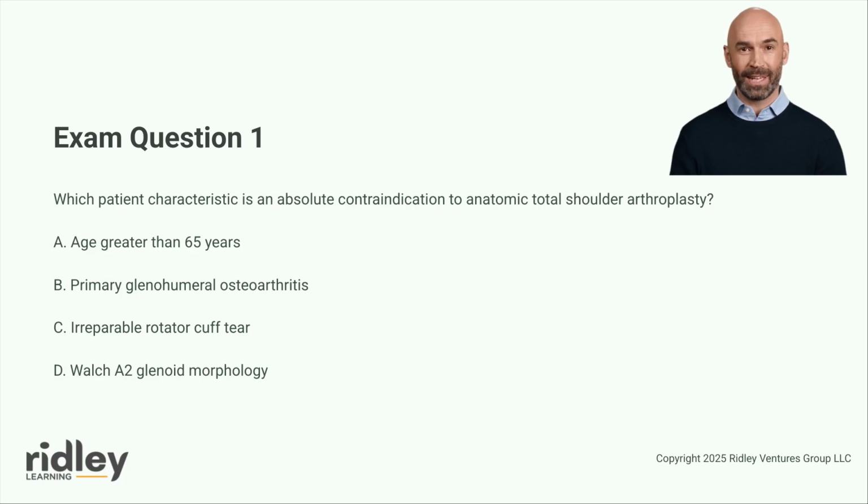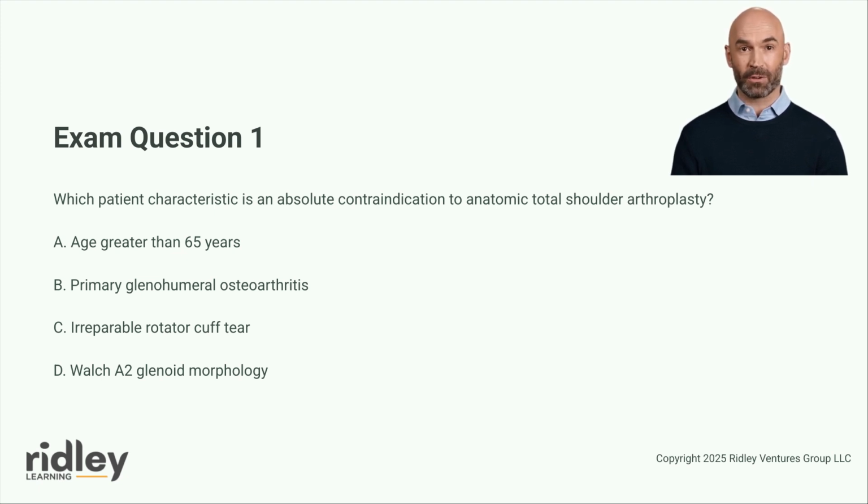We will now review the exam questions to solidify your understanding of the key concepts covered in this course on total shoulder arthroplasty. Question 1. Which patient characteristic is an absolute contraindication to anatomic total shoulder arthroplasty? The correct answer is C. Irreparable rotator cuff tear. Rationale.